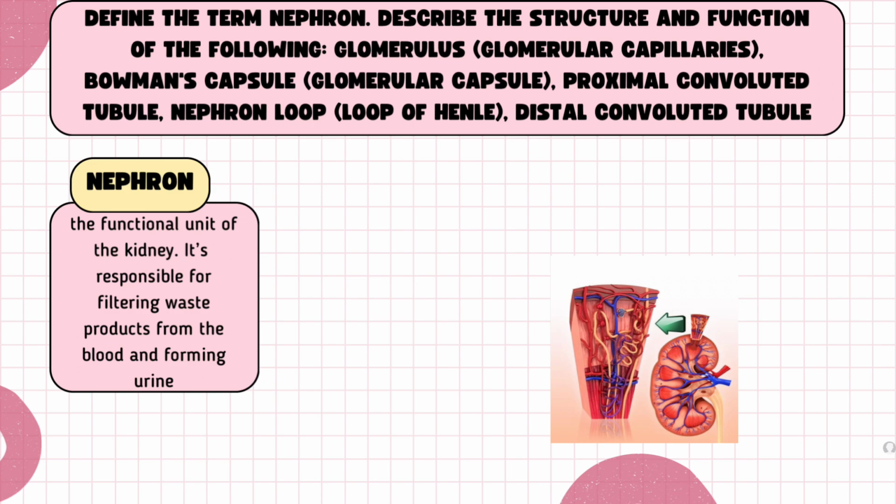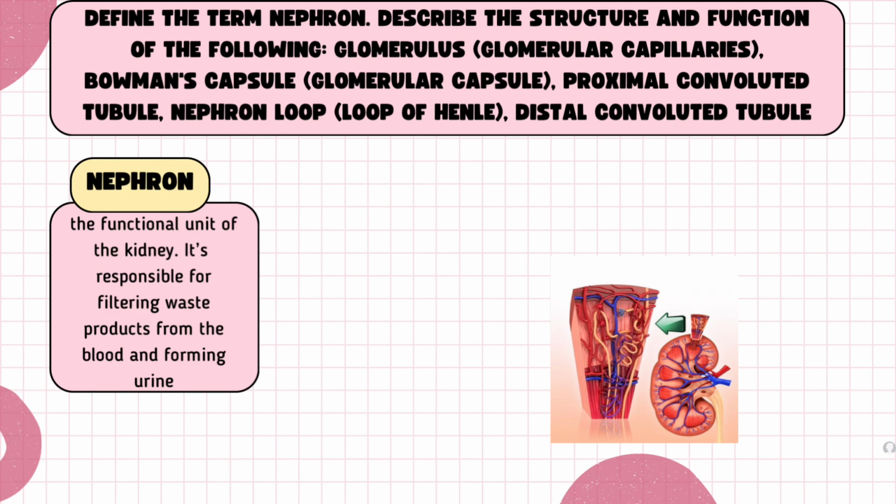So what is the glomerulus? It's going to be a network of tiny blood capillaries within the Bowman's capsule where the filtration of blood occurs. Small molecules like water, electrolytes, and waste products are forced out of the blood into the Bowman's capsule, while larger molecules like proteins remain in our blood. The Bowman's capsule. This is a cup-shaped structure that surrounds the glomerulus, capturing the filtered fluid from the glomerulus and directing it into the convoluted tubule.